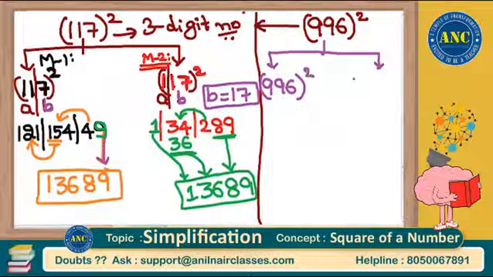Suppose if I want to solve 996 whole square. Again there are two ways of splitting 996 whole square. One of the ways of splitting is 99 and 6. Another way of splitting is 9 and 96.